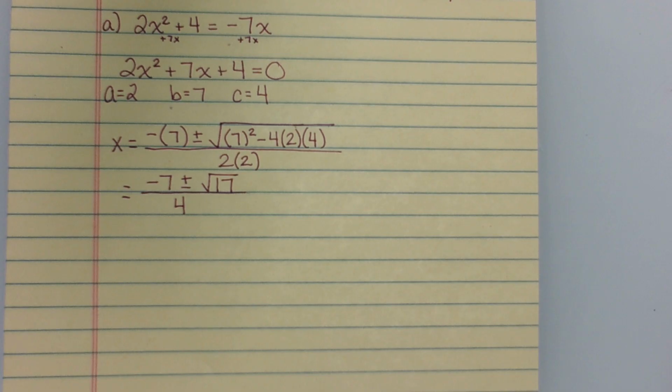The only way you will simplify any further at this point is if all 3 whole numbers divide by something. Does -7, 1, and 4 all divide by the same number? No. Then that's your answer.